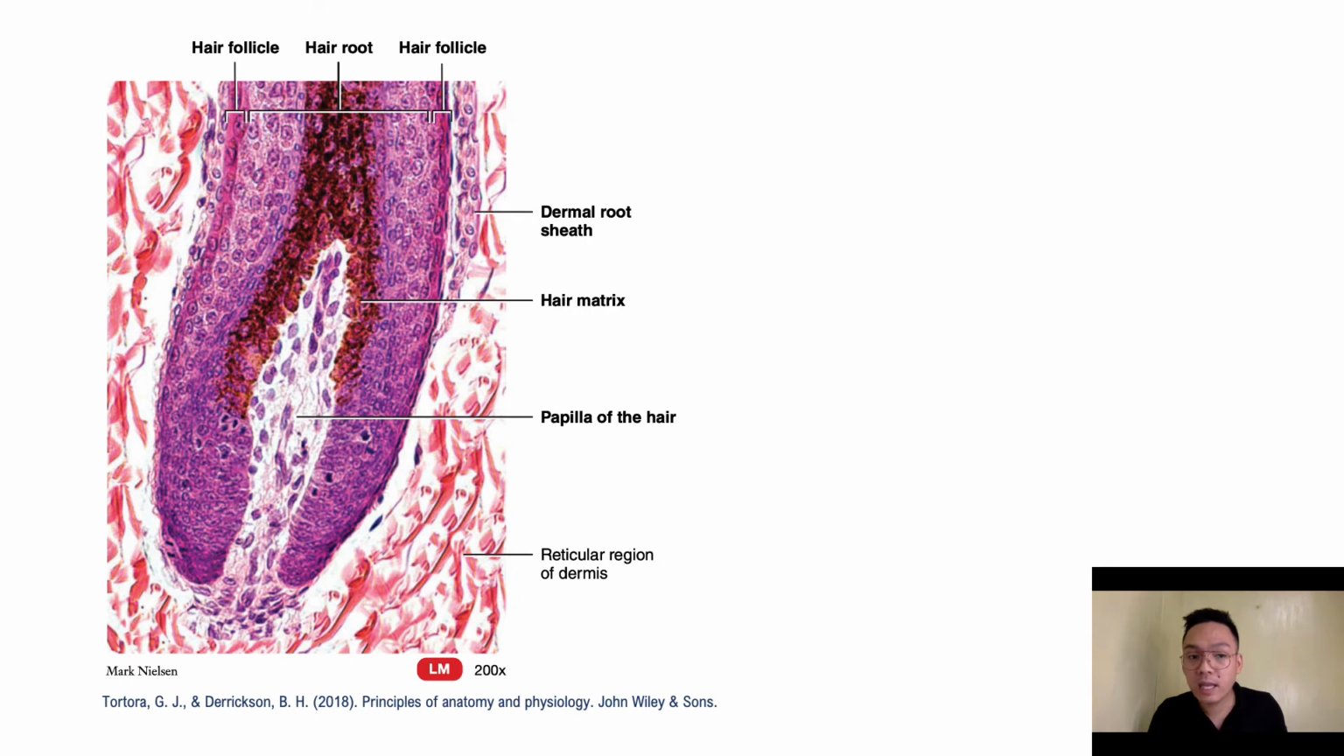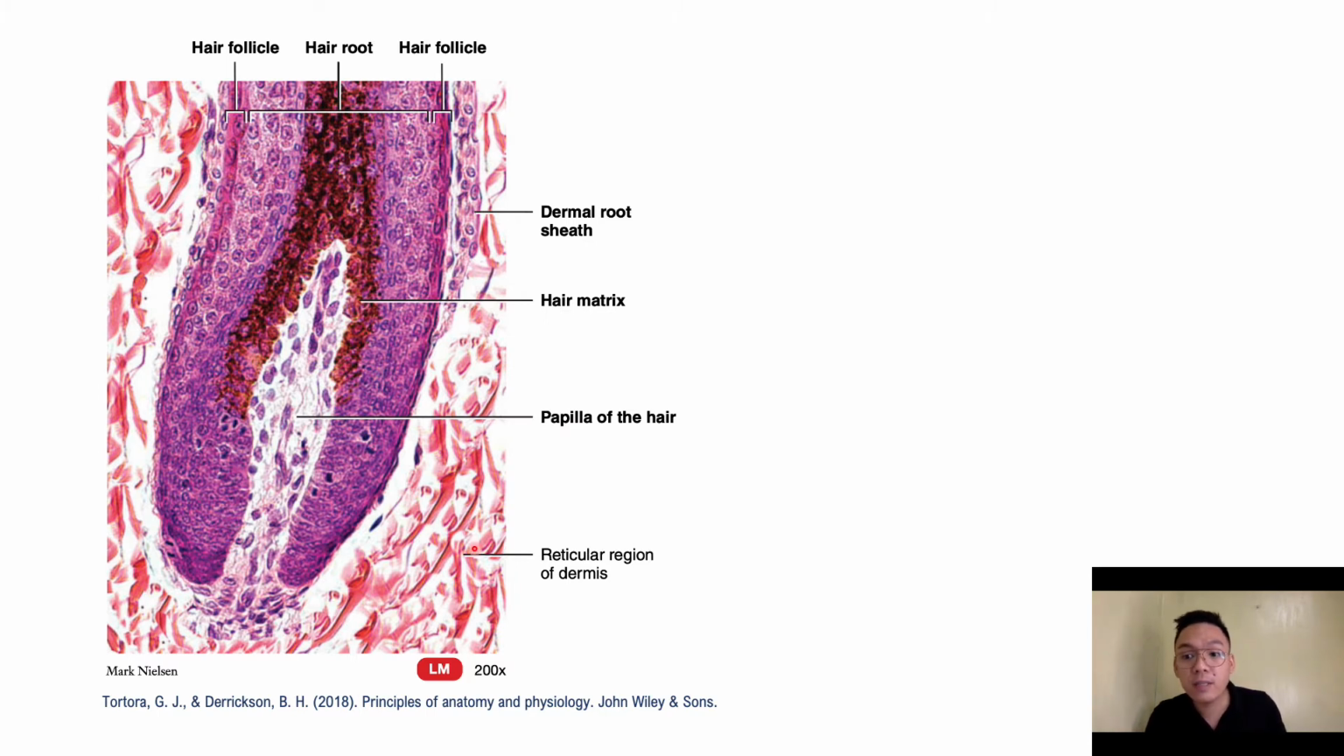Each of these hairs is composed of columns of dead keratinized epidermal cells which are bonded together by some of your extracellular proteins. And the hair root, you can see here, is a portion of the hair deep to the shaft that penetrates into the dermis. This is the reticular region of the dermis. And sometimes it will also reach the subcutaneous layer.